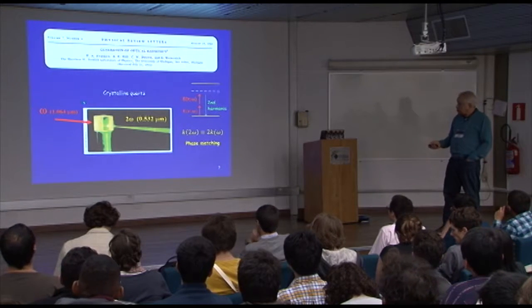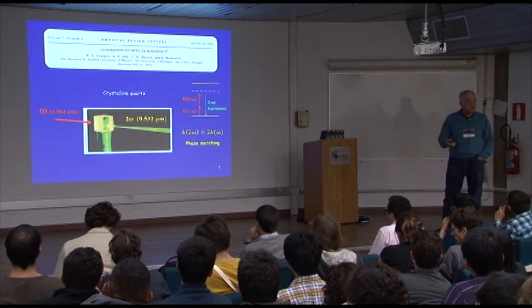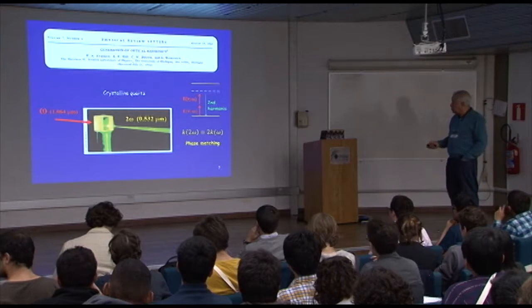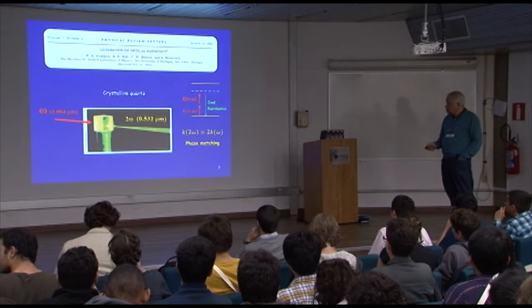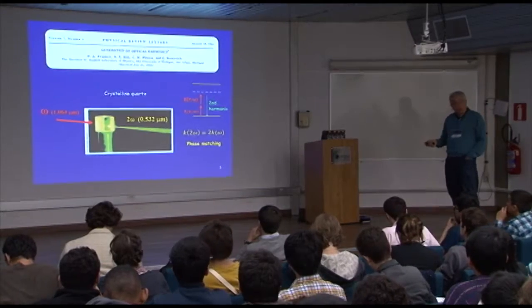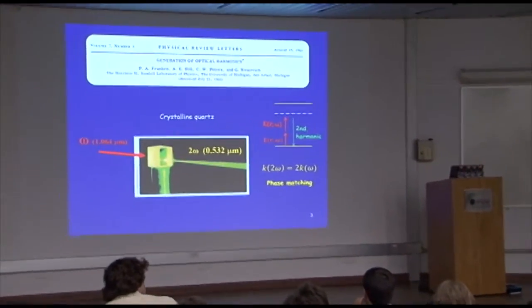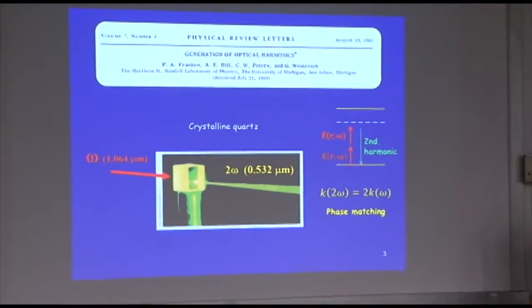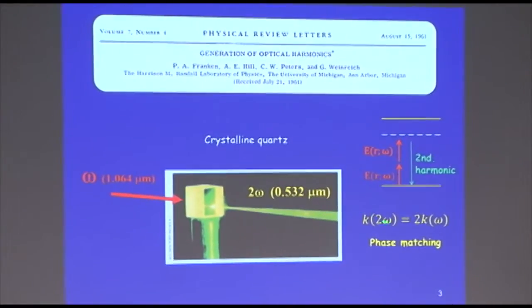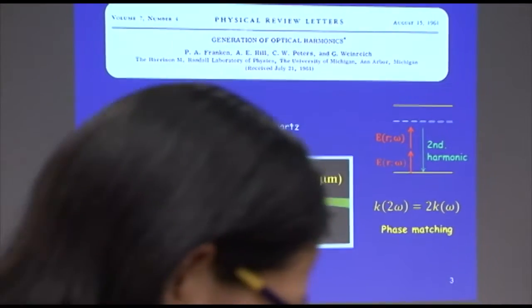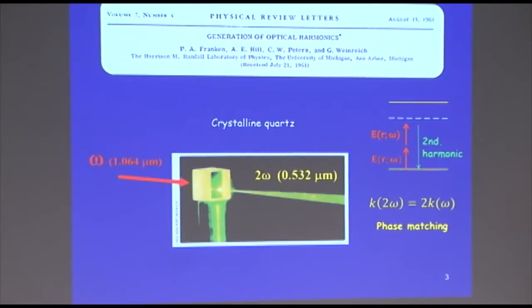If you adjust the direction of propagation of the beam through a crystal in order to have phase matching, you have energy conservation in the process. It's not necessary to be in resonance with an excited state. That's a parametric effect, and you have to have this conservation of momentum.